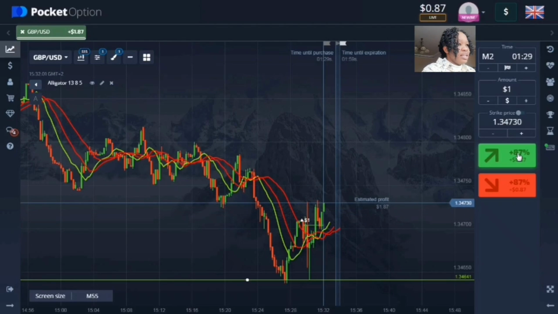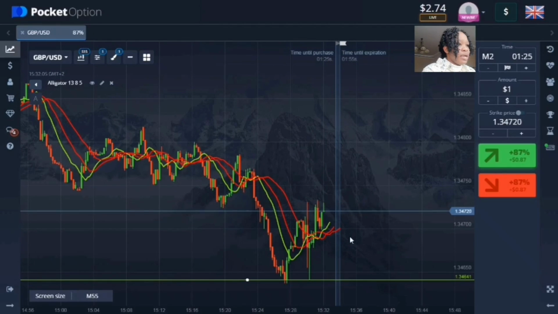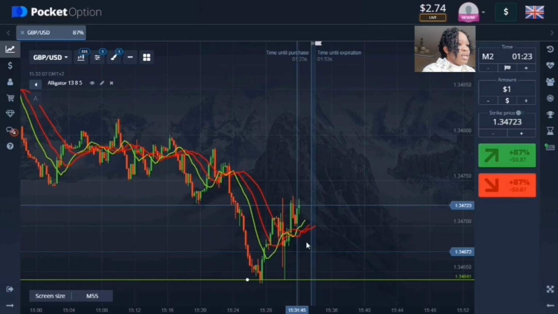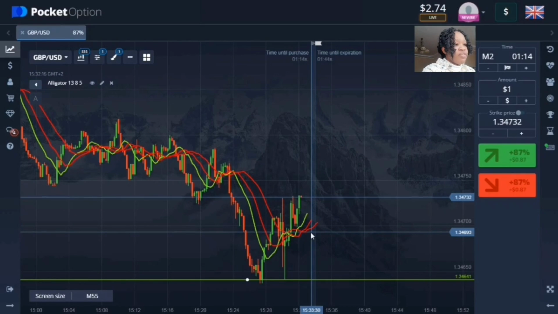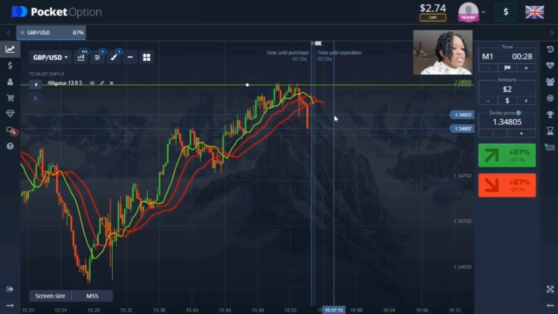Well guys, it's excellent. After a small flat, there was a real move up, and here we are getting our profit, and 2 minutes was quite enough here. So guys, as you can see, this indicator suggests that there is potential for an increase in the near future. So let's move to the next situation.